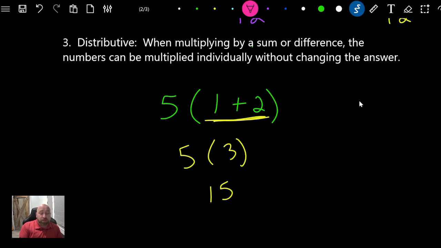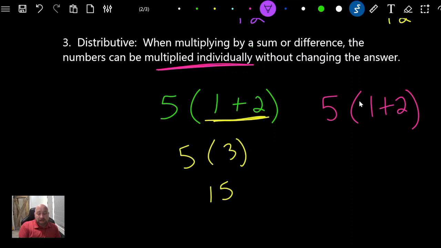Now, let's do it with this new method. 5 times 1 plus 2. Now we're going to distribute this. What does that mean? That we can do it individually without changing the answer. So check this out. I can take my 5 and distribute it. I can multiply it by each one individually: 5 times 1, 5 times 2. All right, so what's 5 times 1? 5 times 1 is 5. Plus, what's 5 times 2? 5 times 2 is 10. Okay? What's 5 plus 10?